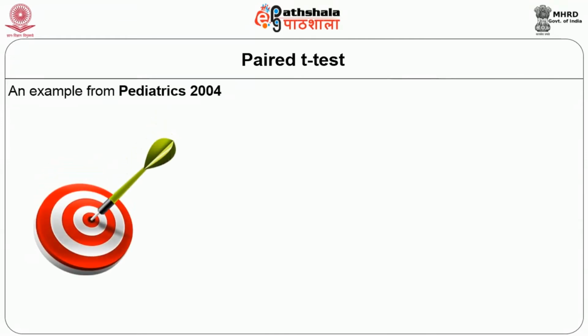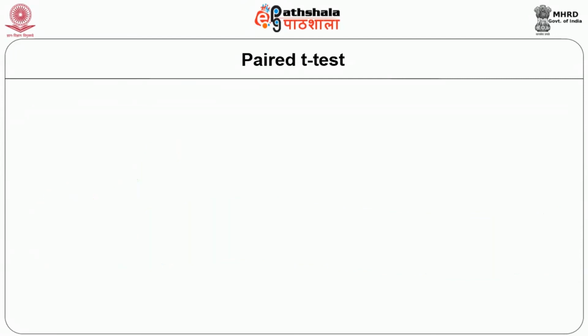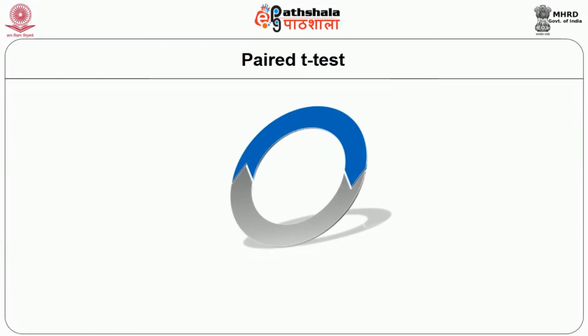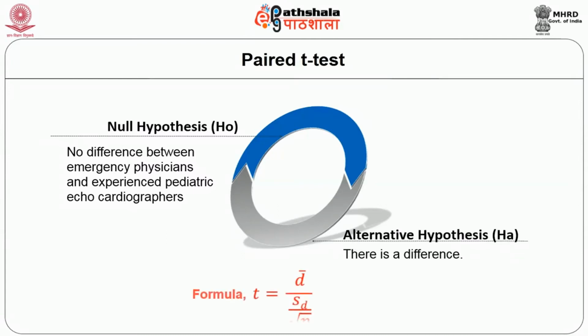The goal is to compare echocardiography measurements made by emergency physicians and experienced pediatric echocardiography providers. Therefore, these two experts measured the same thing and we want to see whether there is an agreement or a difference between these two experts. So, the null hypothesis is that there is no difference between emergency physicians and experienced pediatric echocardiographers, which is shown in the slide, and the alternative hypothesis is that there is a difference between these two experts.